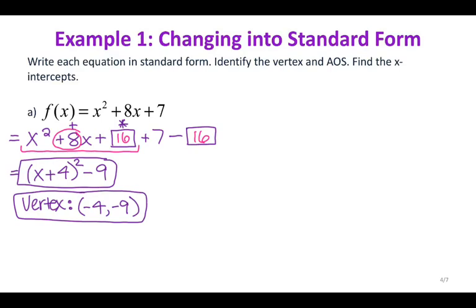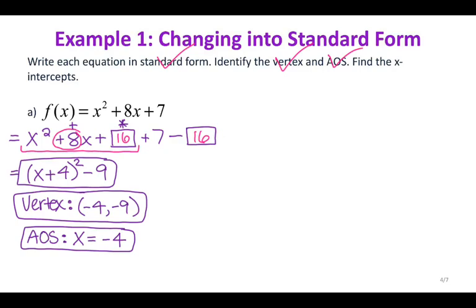Next thing I want to find is the axis of symmetry, which I like to abbreviate AOS. Axis of symmetry is a line, so it needs to have an equation. So that's going to be x equals, and then I'm going to go back and look at my vertex and find the x-coordinate of my vertex, which is -4. So my axis of symmetry is x equals -4. So far I've done these things: I found it in standard form, found the vertex and the axis of symmetry. The last thing I need to do is to find the x-intercepts.